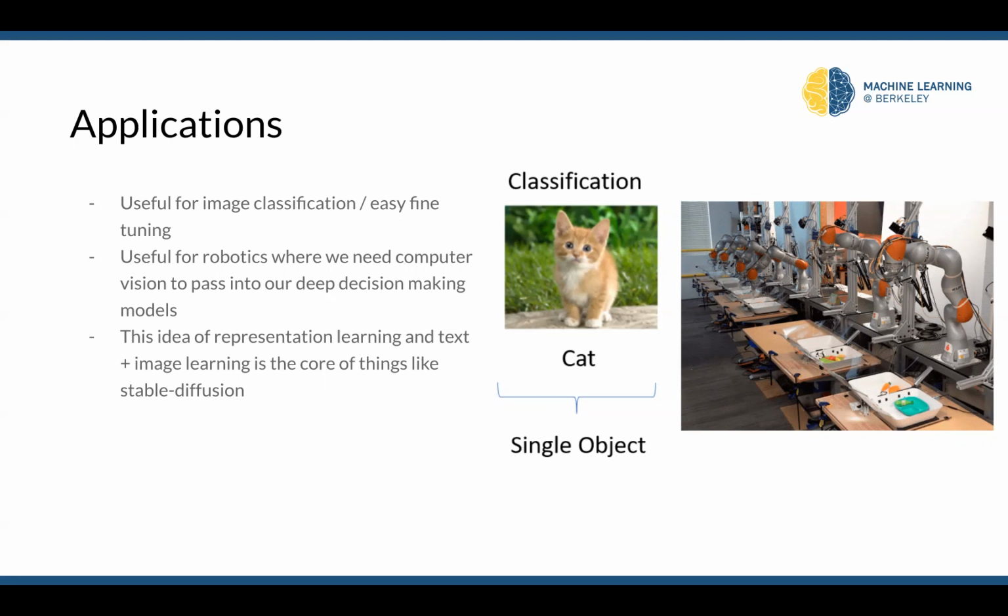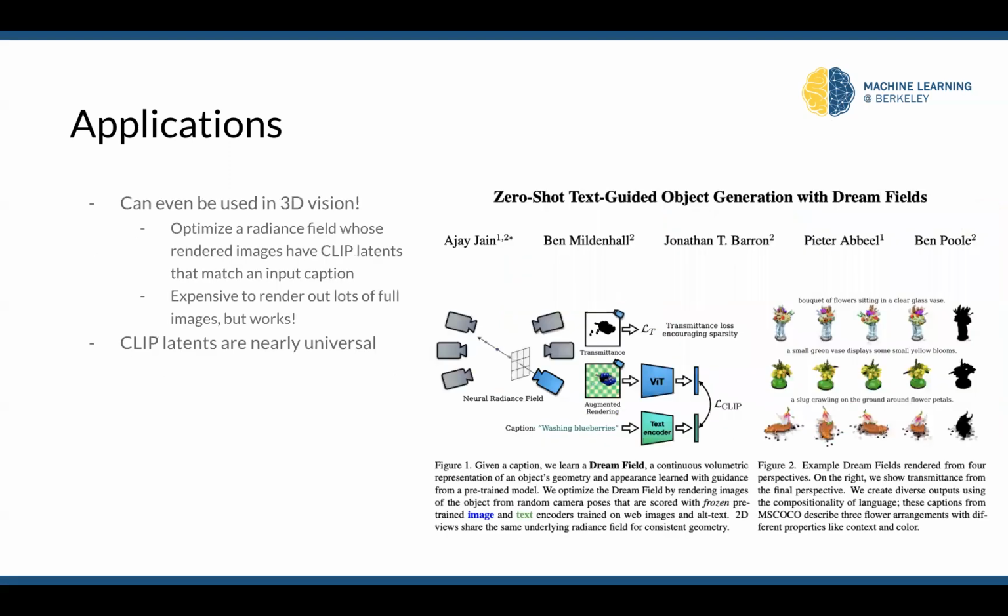Again, the idea of representation learning is applicable everywhere, because these latents describe these images extremely well, the content of them. And this representation learning idea is sort of at the core of text to image generation, things like Stable Diffusion. So it's basically everywhere. And just because this makes me happy, I decided to include this as well.